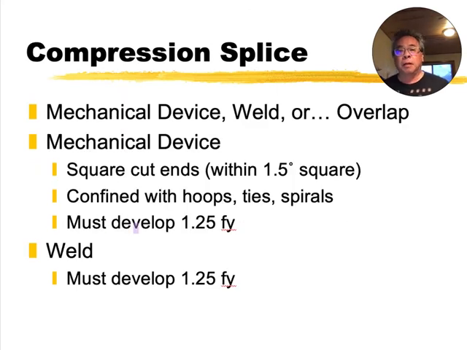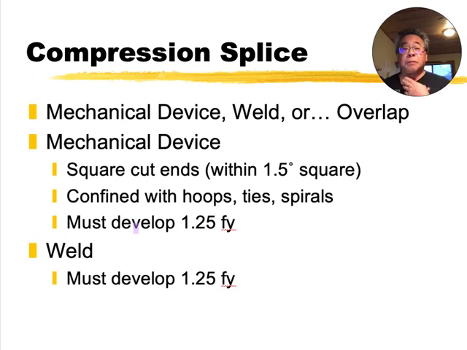Now, let's talk about compression splices. You can have a mechanical device where you put the two pieces together like this, and then it's wrapped with something. You could weld them together, or you can just overlap them. If you have a mechanical or a weld, it must be able to develop 1.25 times the yield strength.